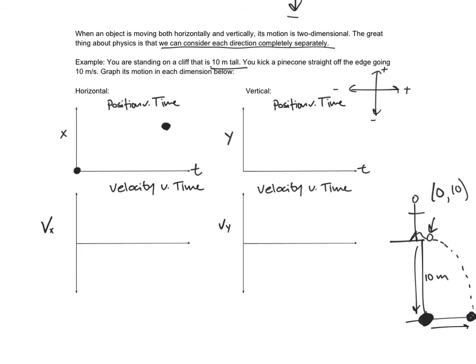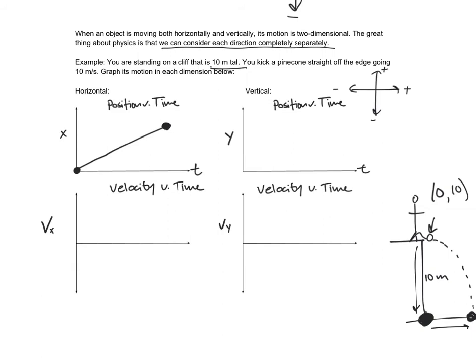Now the y direction is a bit more intuitive, and we'll get to that in a second, but horizontally, as it goes through the air, there is nothing pushing it to the left or to the right. I mean, after you kick it, after it's already left the cliff, there's nothing to push it and speed it up, because gravity is only acting in the vertical direction. Right now we're only looking at horizontal. So this graph is going to be one of constant velocity. It doesn't speed up or slow down in that horizontal direction. That's what our position time graph is going to look like.